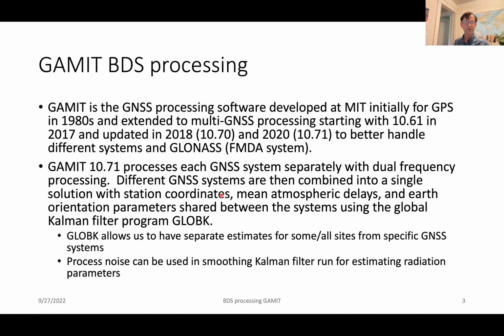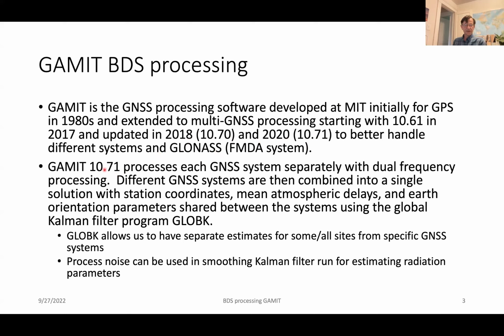In the GAMIT processing, firstly, GAMIT itself has been around since the 1980s, was initially designed for the GPS system, and was extended to multi-GNSS starting with version 10.61 back in 2017. As we learned more about the multi-GNSS constellations, the 2018 and 2020 releases allowed us to do better processing of Galileo and BeiDou, and 10.71 brought in GLONASS, which is the frequency-switched system, quite different to the other GNSS systems out there.